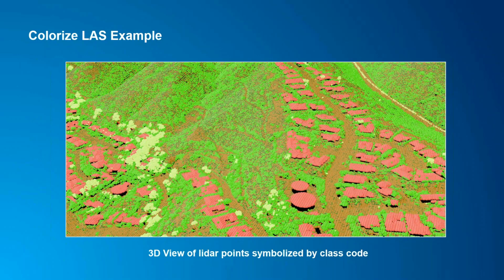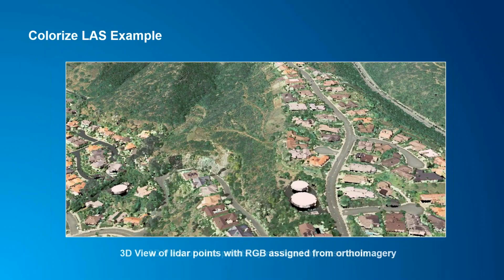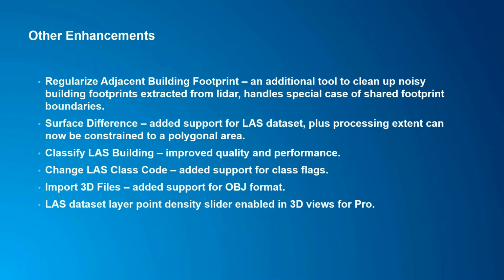So if you have a point cloud out there and you're working with it and you want to color it and make it look like a photo, you just run that GP tool and it'll assign the RGB values to those points and create this photorealistic point cloud. So, this is a great new capability to help with the visualization.